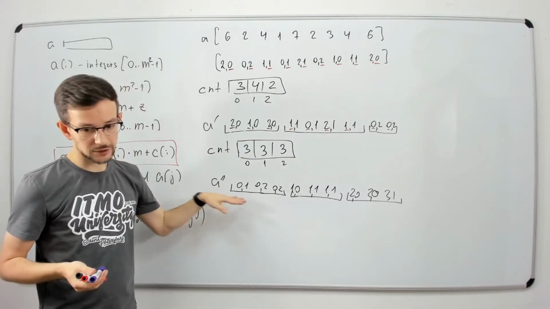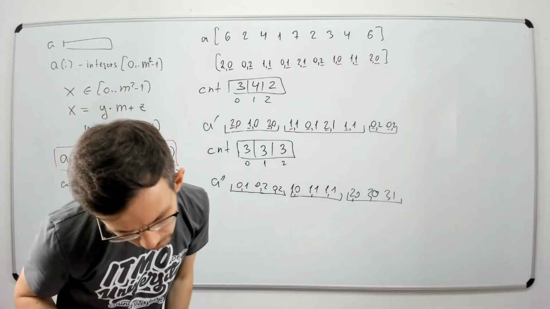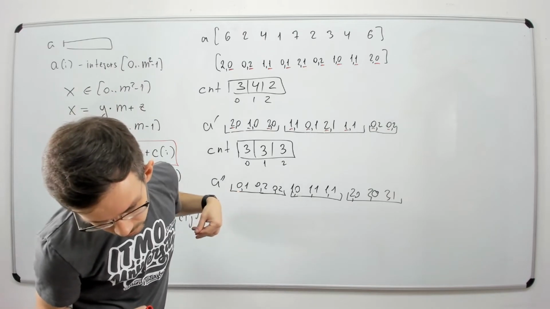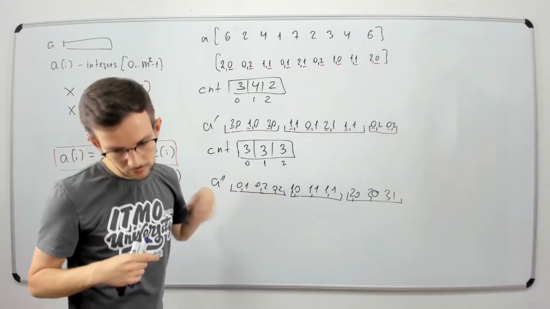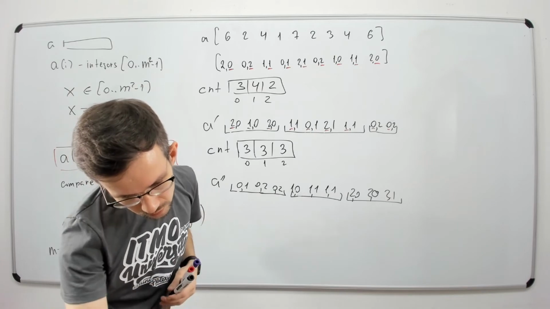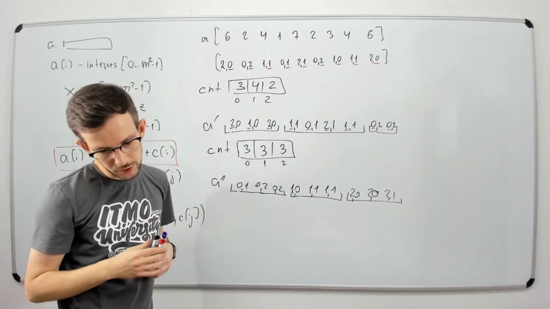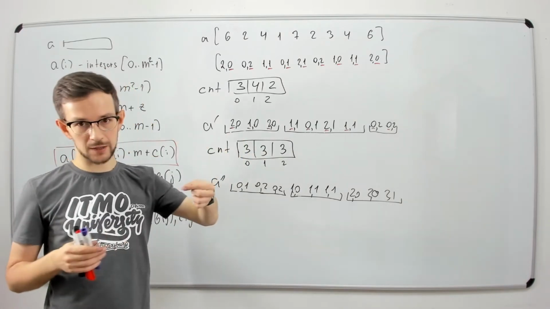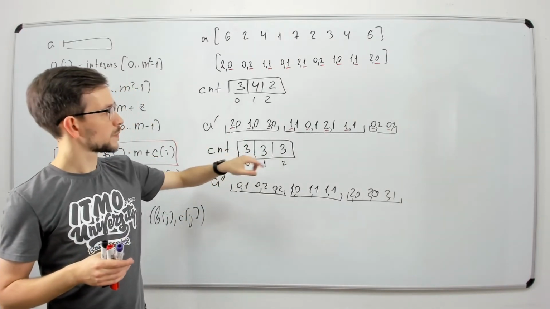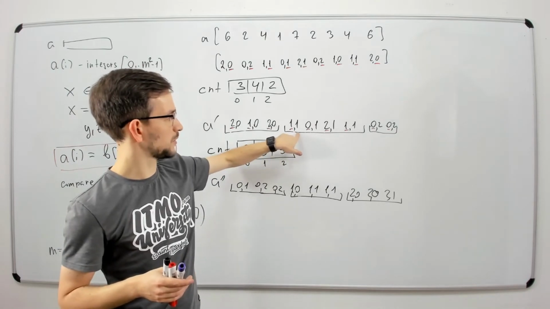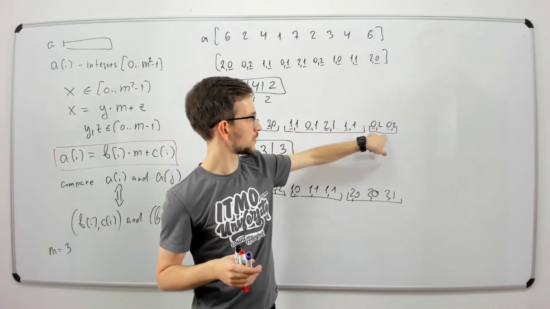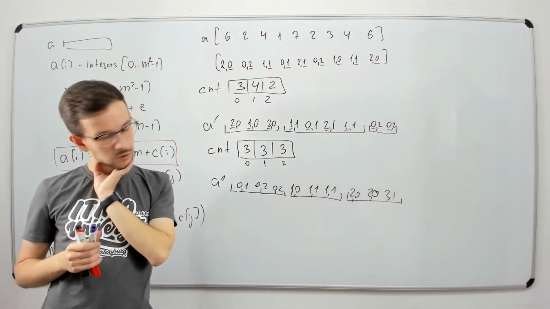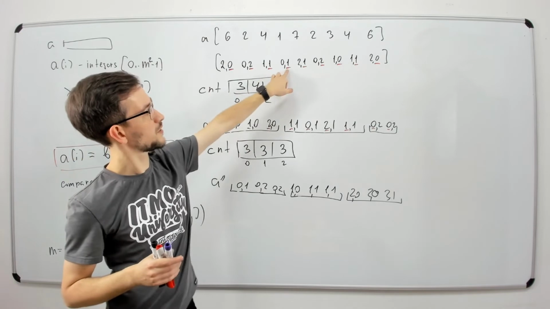Why is this array sorted? Here we sorted elements by the second element of the pair. So here we have elements with second element equal to 1, and here elements with second element equal to 2. So 0, 1 goes here and 0, 2 goes here. So we sort this array by the second element of each pair.